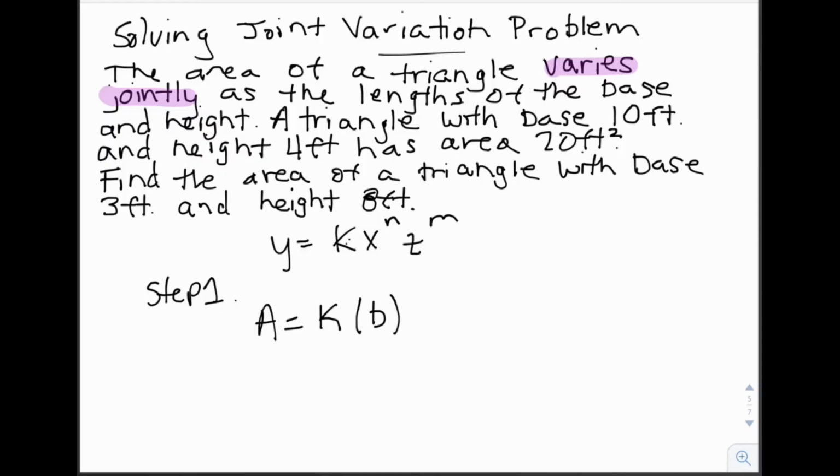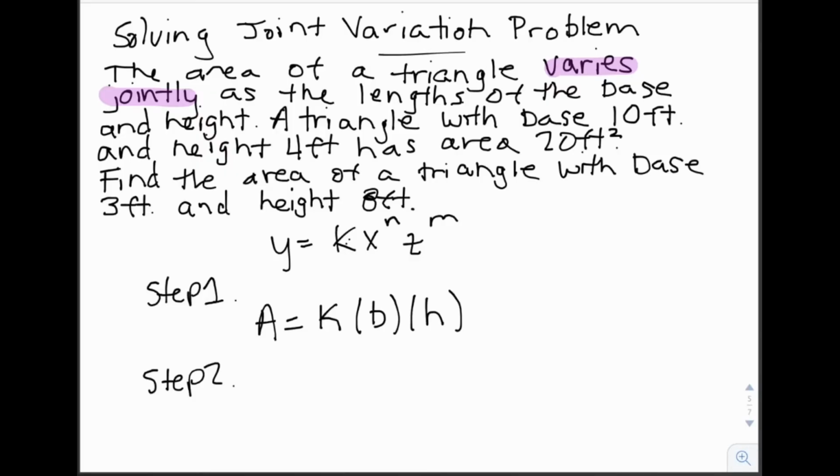And z raised to the m, again, we know that for the area of a triangle, it just has a power of m equal to 1. So in this case, h. And we can go ahead and try to figure out what our constant k is given our pieces of information. So a triangle with base 10 feet and a height of 4 feet has an area of 20 feet squared. So step number 2 says to substitute our given values to find k.